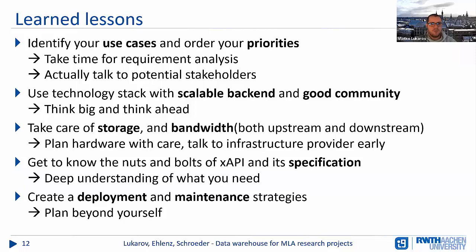Because a lot of events will come, and this is the next point. So take care of storage and bandwidth, both upstream and downstream. We've had experiments that actually generate up to 10 megabit of data upstream of events. And all this data had to be transferred remotely to our learning record store. And sometimes we were actually struggling for upstream bandwidth. So you really need to plan your hardware, and you need to talk to your network infrastructure provider early, so you have a stable gigabit connection to your learning record store. Because if you have several projects generating thousands and thousands of events, you will run into a problem saving all of them.